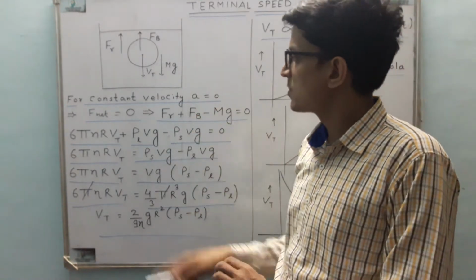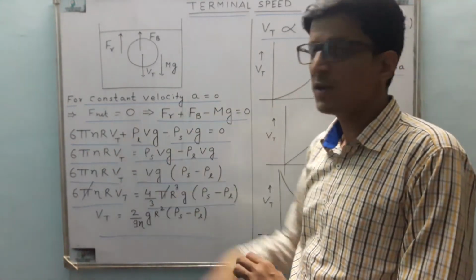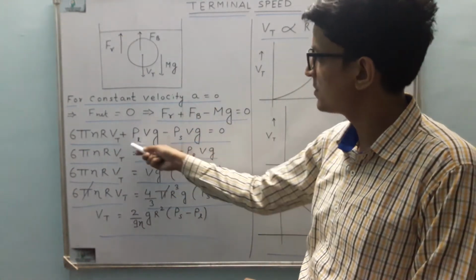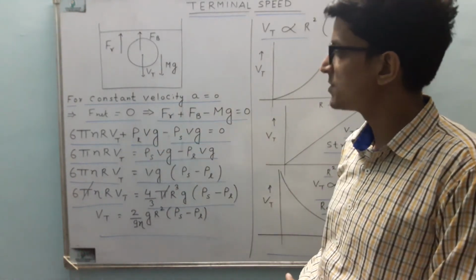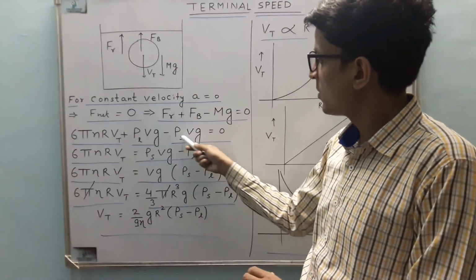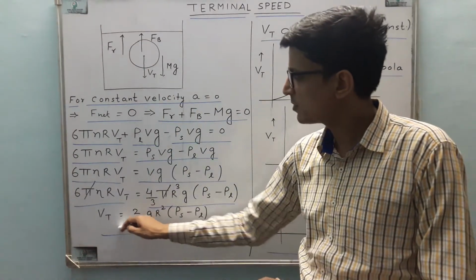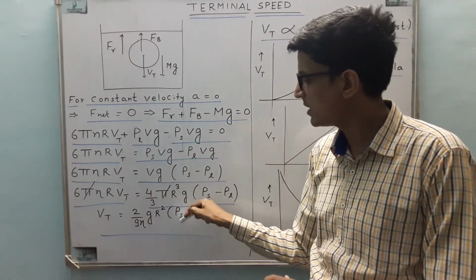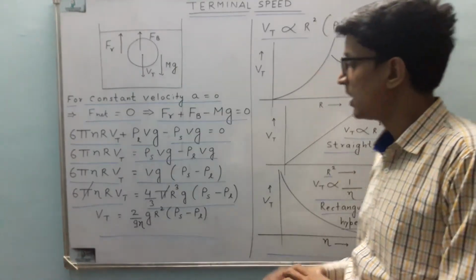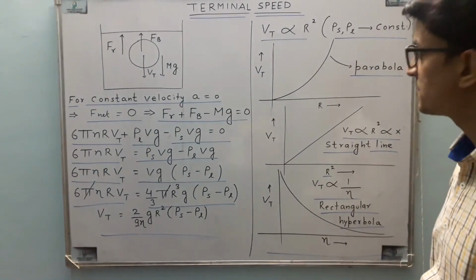So we know the Stokes law that resistive force is 6 pi eta r v. Buoyant force is rho liquid Vg, where V is the volume of the body. m will be rho solid into V, and mg is rho solid Vg. After all the calculations, we have the expression for terminal speed as 2g r square by 9 eta times (rho solid minus rho liquid). Now let's look at the graphical variations.